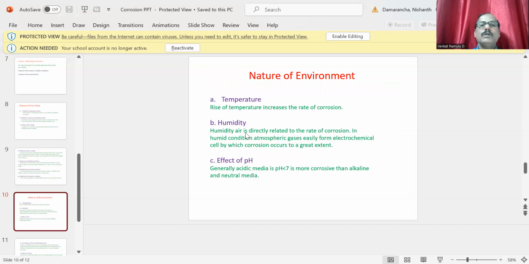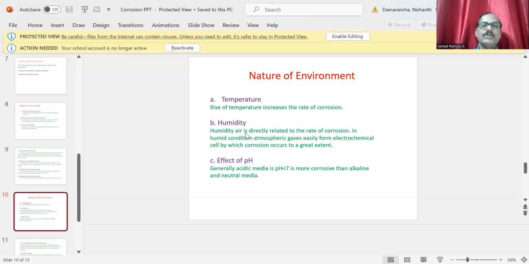Now let us take up the nature of environment. Environment plays an important role in the rate of corrosion. The first one is temperature. As we know, as the temperature increases, the rate of reaction increases. Corrosion is also a chemical reaction, it is oxidation. So the oxidation rate will be increased by increasing the temperature. Temperature rise always increases the rate of corrosion.